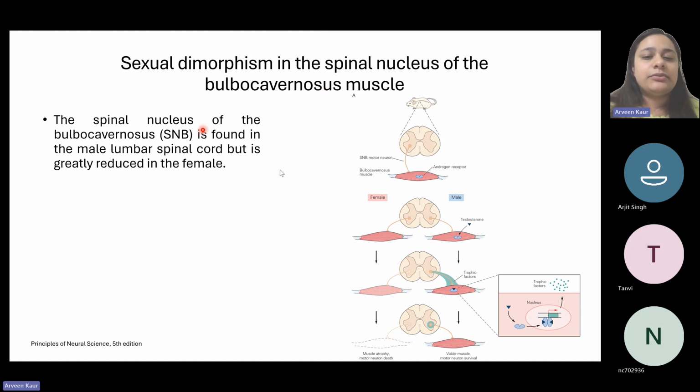Now, what you need to understand first is that this particular spinal nucleus is found in the male lumbar region, but is greatly reduced in the female. So this region itself, where the cell bodies of the neurons that innervate this muscle are present, is highly developed in the male lumbar region, but it is almost absent in the female lumbar region. Now let us first go through this representation. I will just zoom into it.